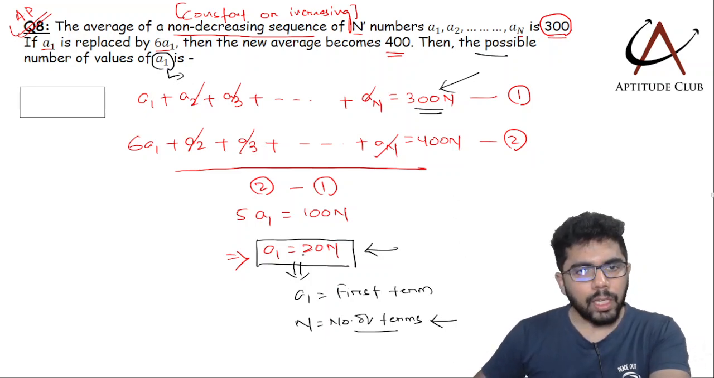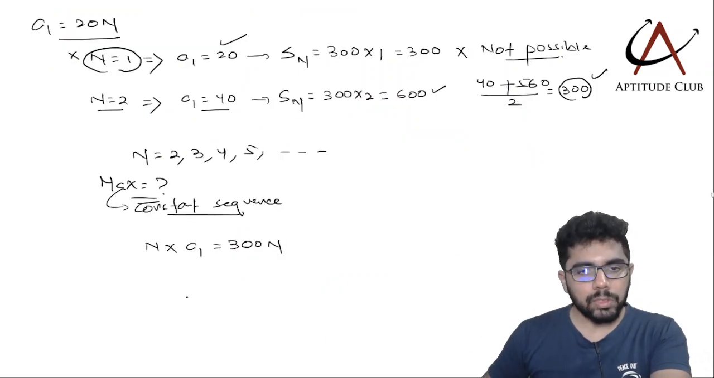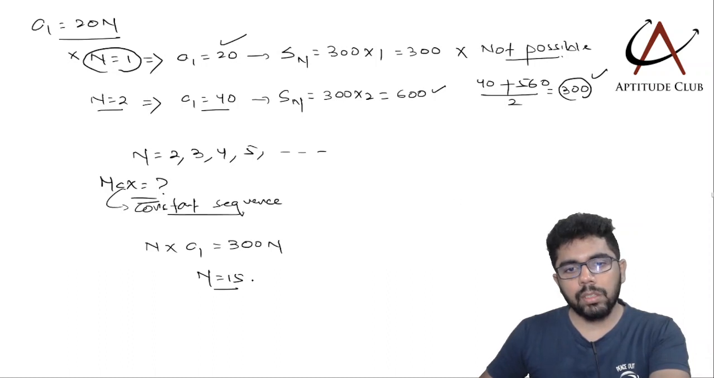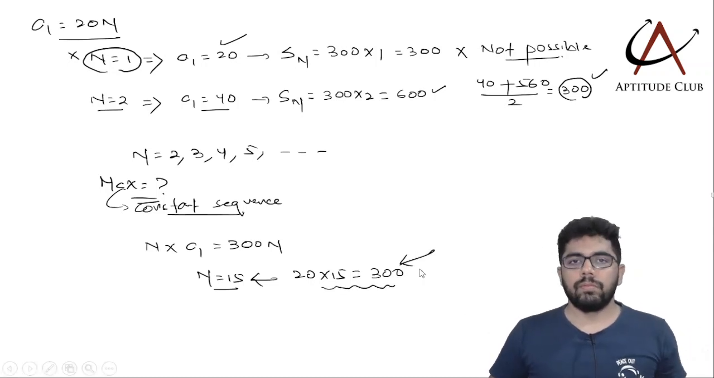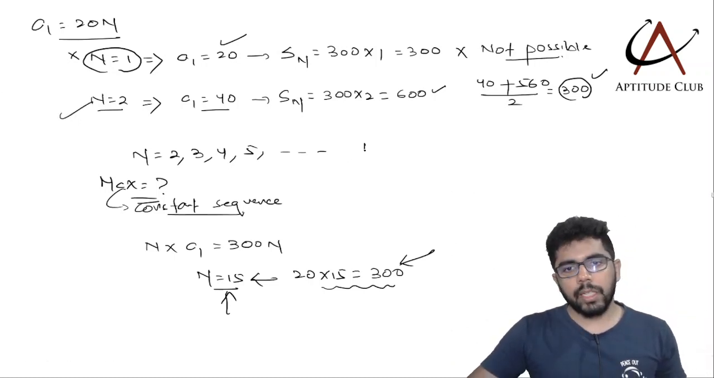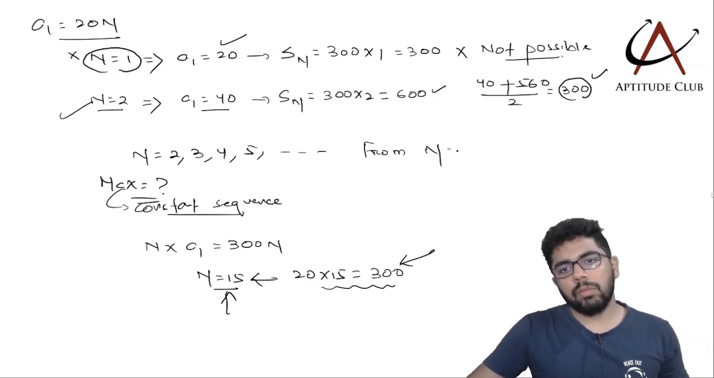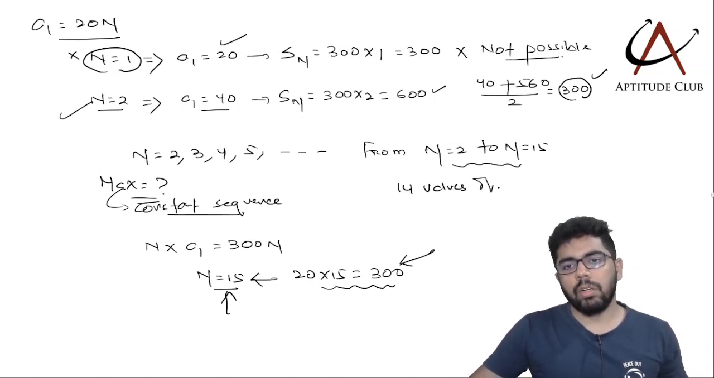Or if this is 20n, a1 is equal to 20n. So maximum each term will be how much? So I'll have n is equal to maximum 15, because 20 into 15, I will have 300. Is this making sense? So maximum is 15 and minimum will be your 2. You can't start from 1. Hence from n is equal to 2 till n is equal to 15, I'll have 14 values of a1.